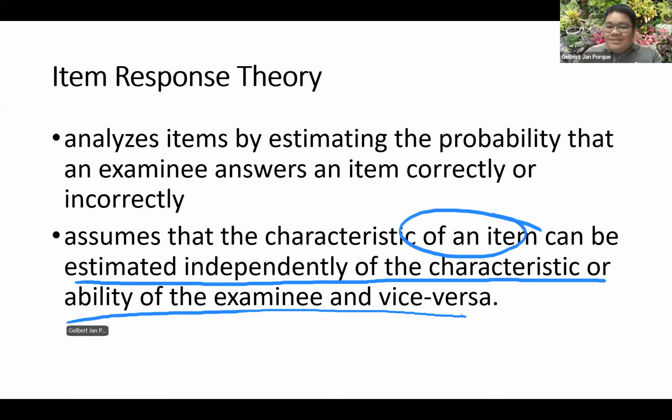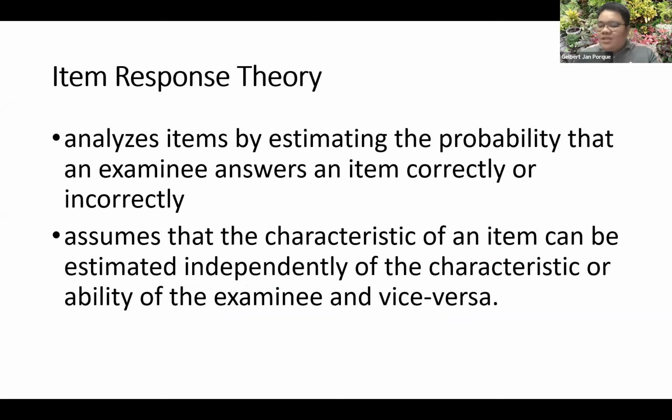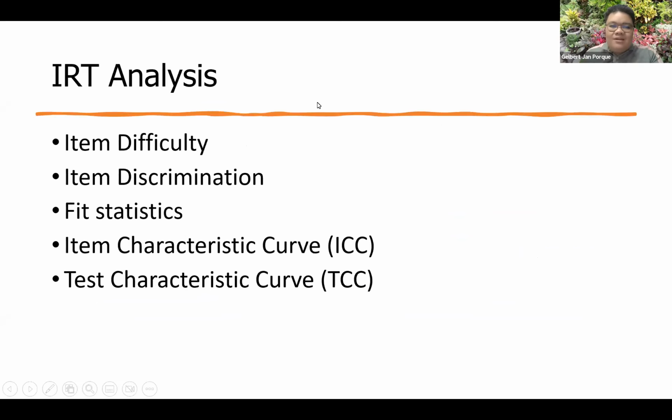So in the previous theory, the CTT tells us that all kinds of measurements would have errors. It also tells us that for us to estimate the score of an individual, we need to consider the score of the individual themselves and then the error of measurement that might occur. That's the main focus of your CTT. Whereas your item response theory, also referred to as IRT, says that the characteristic of an item can be estimated independently of the characteristic or ability of the examinee and vice versa, which tells us that we can know the performance of our students based on the items and their responses.